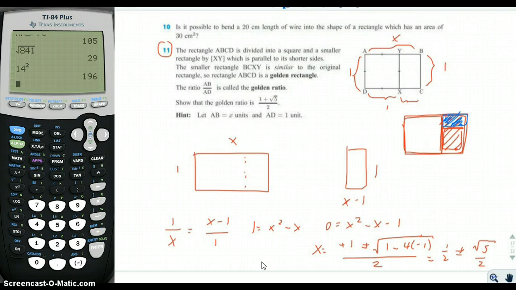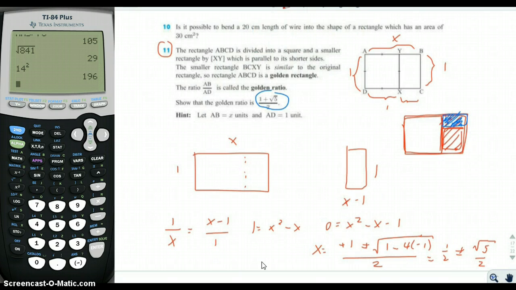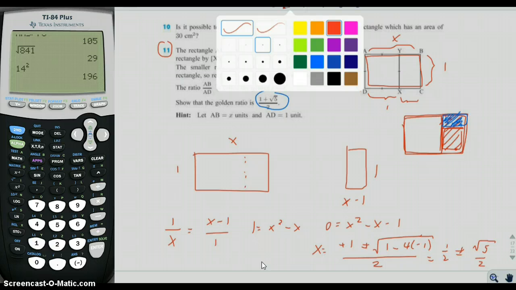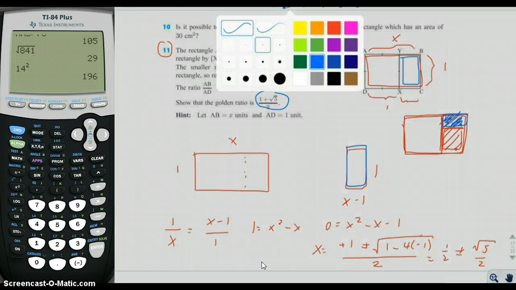It's 1 plus square root of 5 over 2. And we're going to calculate that using proportions and quadratic equations. So first we're going to divide this rectangle up into two rectangles. One rectangle is like this one, the big rectangle. And the other rectangle is this smaller rectangle. So the smaller rectangle we put here, and the bigger rectangle is red over here.